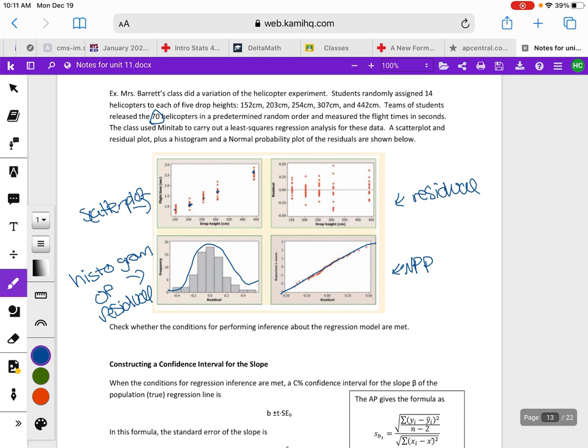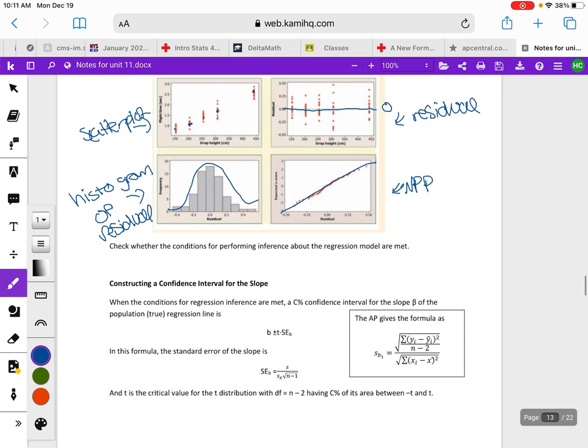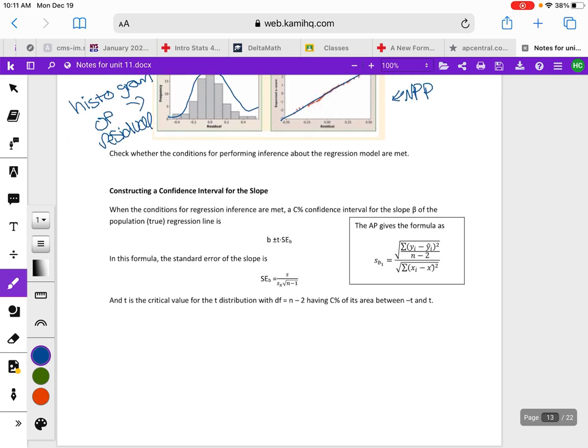E is equal standard deviation, so in your residuals, if you look right here, that's your 0, and you can see the residuals on either side are pretty well balanced. And then lastly, we have R, which is random, and they were randomly assigned, so they were in random order. Okay, to construct your confidence interval, here's how you would go through that.